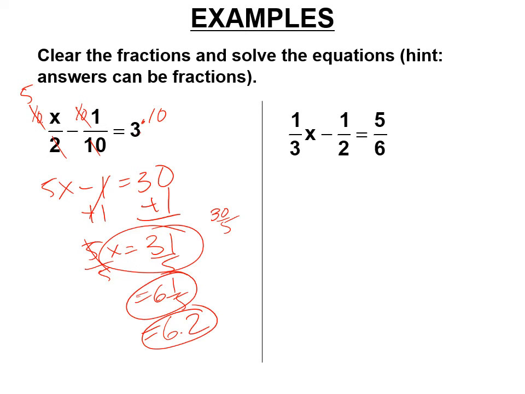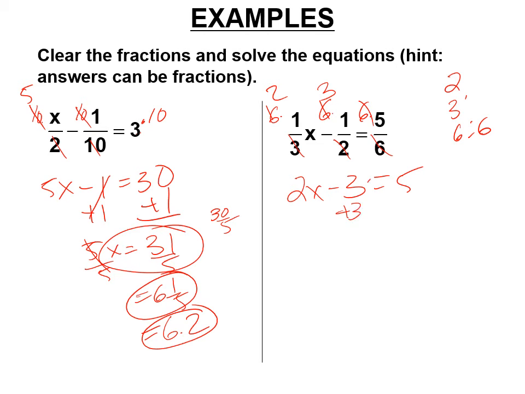So what's going to get rid of 3, 2, and 6? Right? 2, 3, 6. Is 6 on both the 2 and 3 times table as well as the 6? Yes, it is. So you multiply everything by 6. 3 goes into 6 twice. That becomes 2x. 6 goes into 6 three times, minus 3. 6 and 6 cancel, and you get 5. And you get to solve this nice, easy two-step equation instead, and x equals 4.